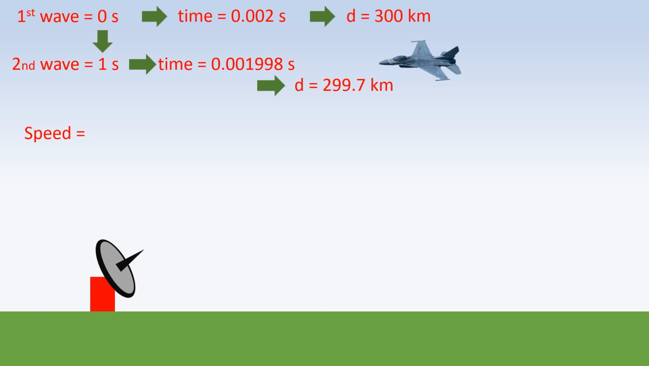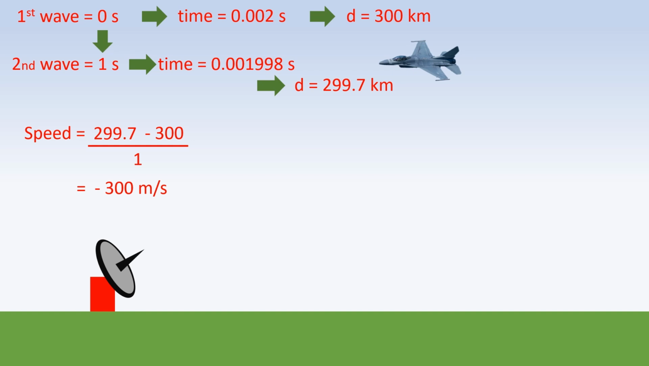Speed is equal to the difference in distances, divided by the time interval between the first and second waves transmitted, which is 1 second. The speed of the aircraft we obtained is minus 300 meters per second, or 1080 kilometers per hour. The negative value indicates that the aircraft is moving toward the radar.